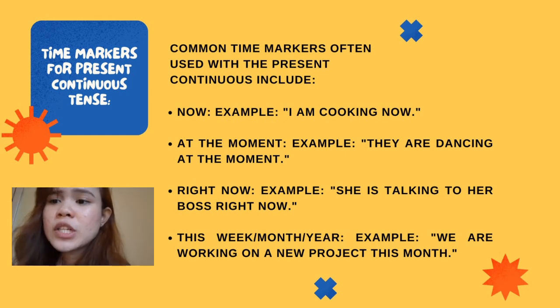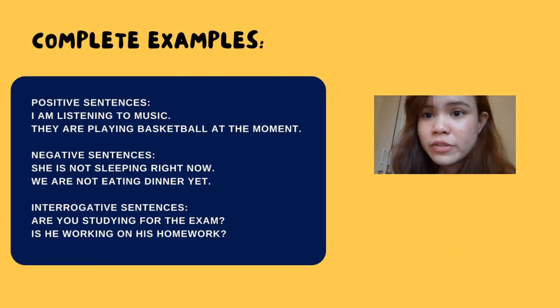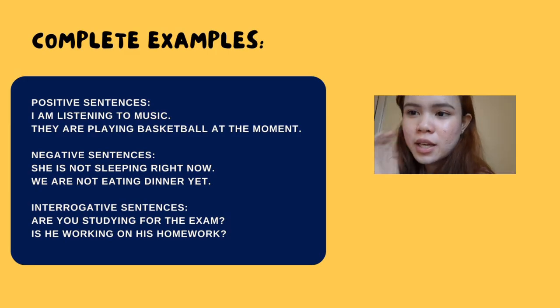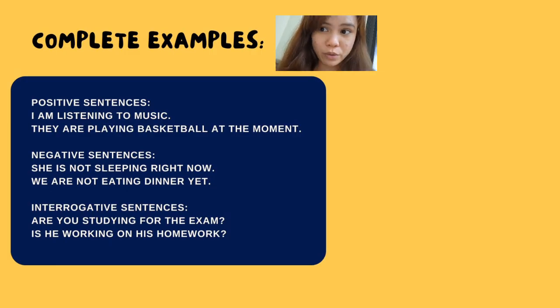And next, these are examples of present continuous tense. The complete examples, as you can see and read. Positive sentences like I am listening to music and they are playing basketball at the moment. And the negative sentences use not. She is not sleeping right now. We are not eating dinner yet. And interrogative sentences, are you studying for the exam? Or is he working on his homework?